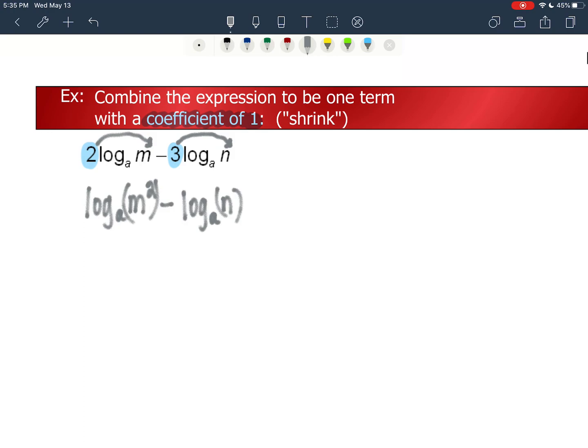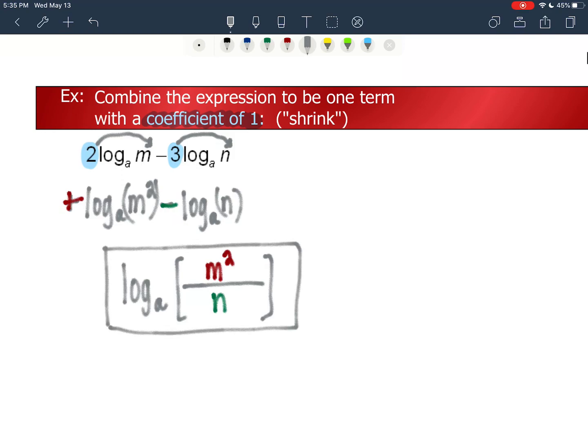Now I have 2 logarithms with the same base, log base a, and one is positive and one is negative. The positive logarithm's argument is going to go in the numerator. So I'm going to have a fraction. It's going to go in the numerator, m squared. And the negative logarithm's argument is going to go in the denominator. And we have successfully rewritten our expression to be 1 term with a coefficient of 1.